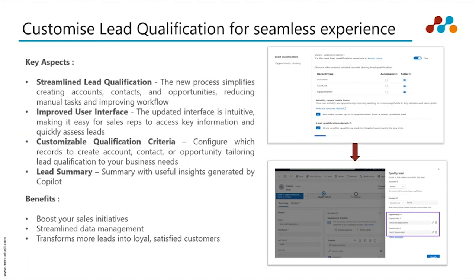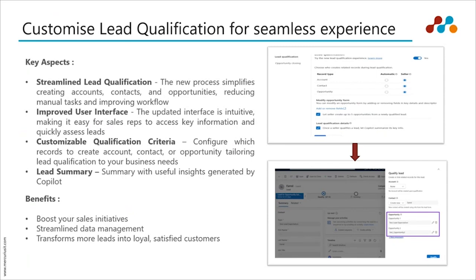There is also one major, significant addition to this update, that is the lead summary generation. This is a summary generated using Copilot, which gives you insights into a lead that will be useful for the salesperson to close the deal more effectively and efficiently. The concluding line is that this feature helps the sales representative to handle data effectively, manage their sales tasks, and transform their potential customers into satisfied customers.